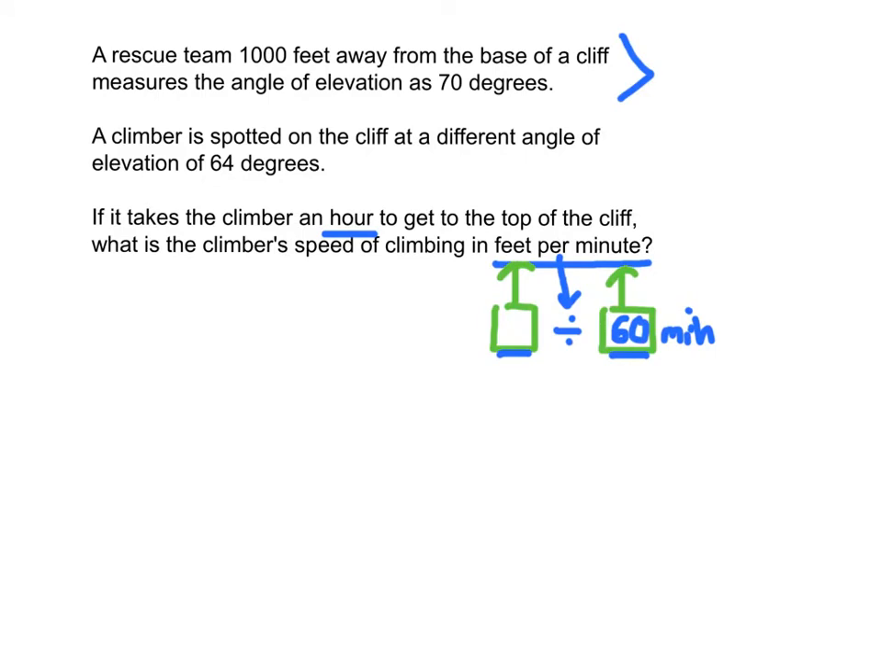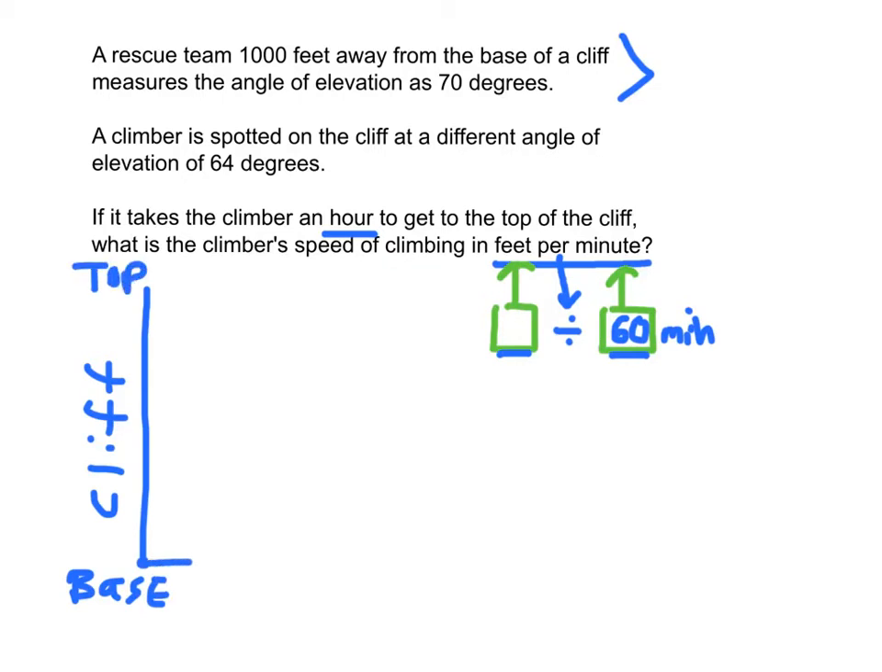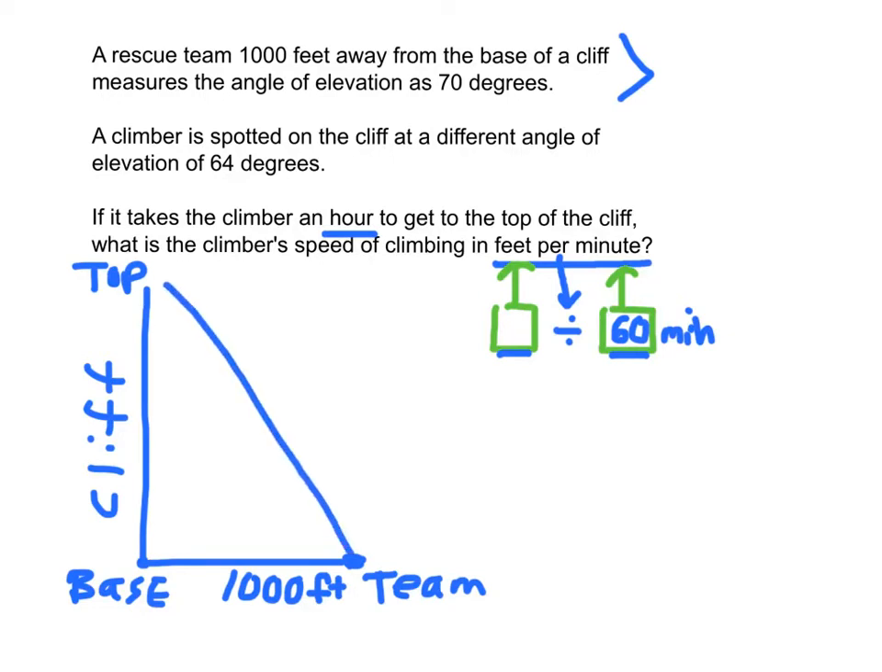All right, what you should have drawn is a vertical cliff, and the base of the cliff is the bottom of the cliff. And here's the top. And it says that there is a rescue team that's standing 1,000 feet away from the base of the cliff. So right there is where the rescue team is standing. And they're looking up at the climber and they're looking up at the cliff. So first of all, let's draw in the angle of elevation that's looking to the top. The angle of elevation in this question, the first sentence, is 70 degrees.